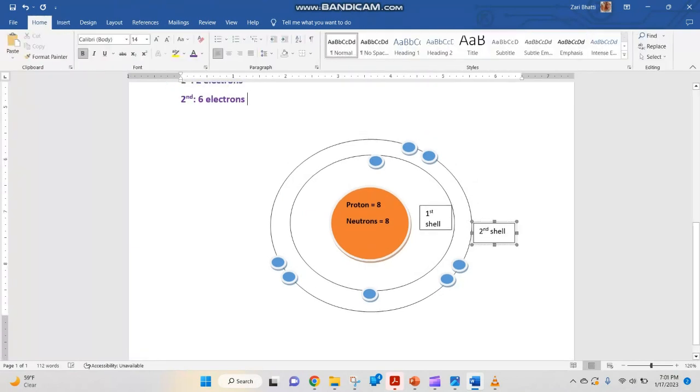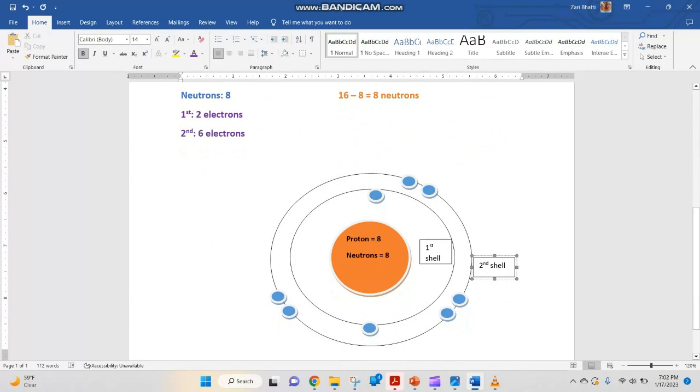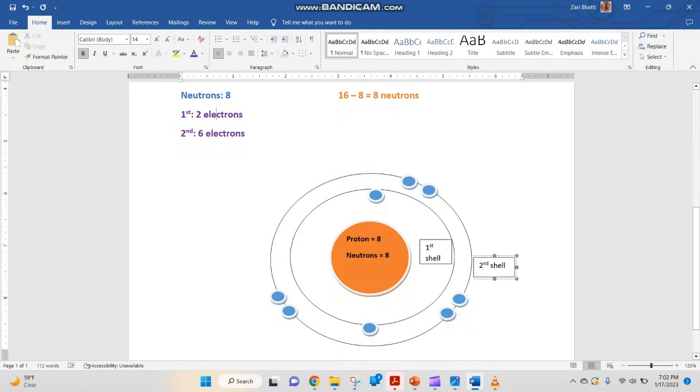So over here, when I calculated the number of protons, electrons and neutrons needed, I wrote that the protons would be 8, electrons obviously equal to the number of protons would be 8. The neutrons we calculated, we will need 8 neutrons as well. So over here we have it all figured out. We decided that the first shell will have 2 electrons, which is the maximum capacity, and the second shell will have the remaining 6 electrons here.